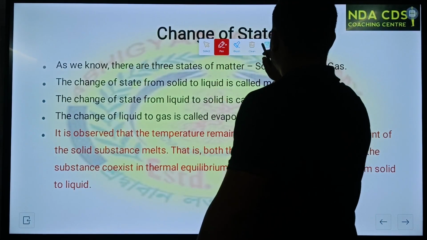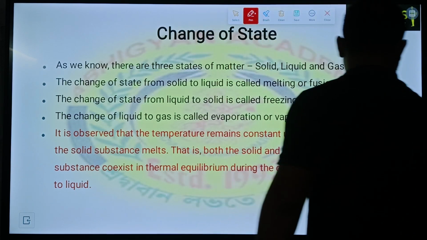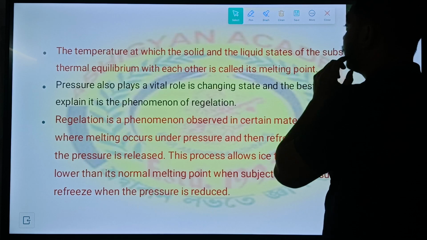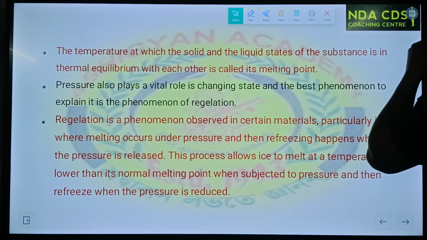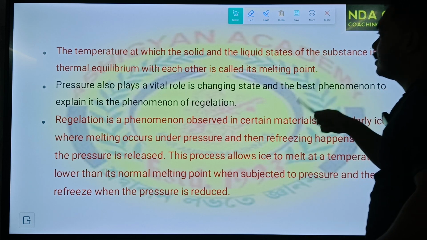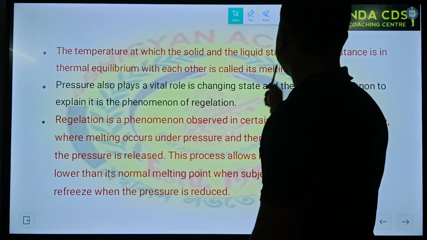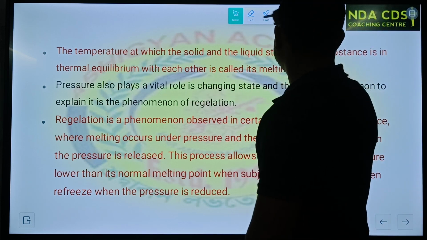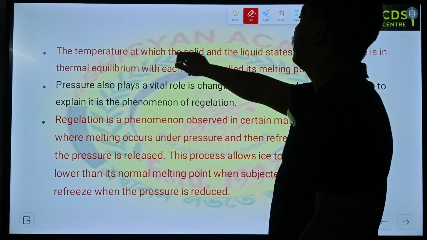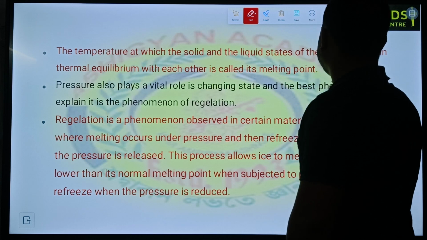Okay, understood how the temperature remains constant. So, the temperature at which the solid and liquid states of the substance are in thermal equilibrium with each other is called the melting point. That means 0 degrees Celsius. This is the actual definition of melting point.